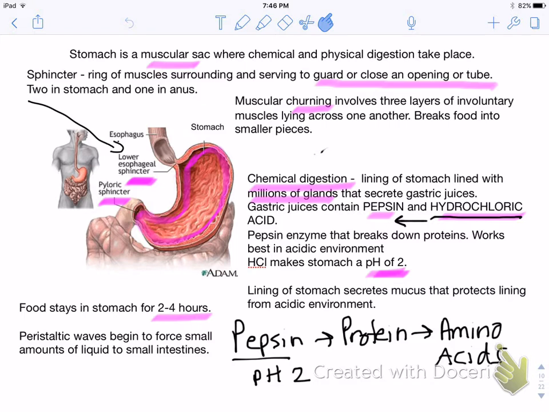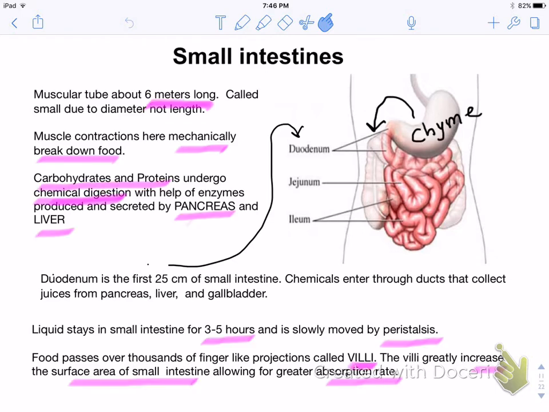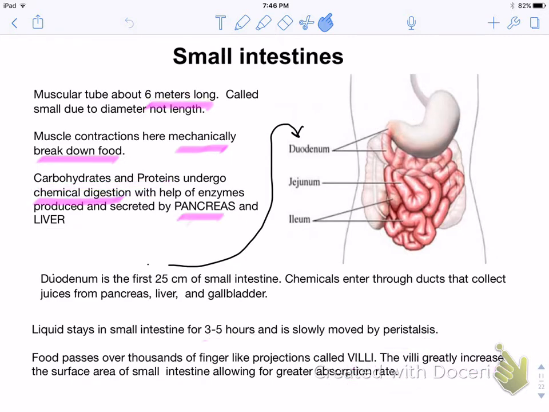From the stomach, the food will go through the pyloric sphincter and enter the small intestine. The small intestine is 6 meters long. It's small due to its diameter, not to its length. It's actually incredibly long. Muscle contractions here are able to mechanically break down the food. However, carbohydrates and proteins undergo chemical digestion with the help of enzymes that are released by the pancreas and the liver. We'll talk about that in the next slide.